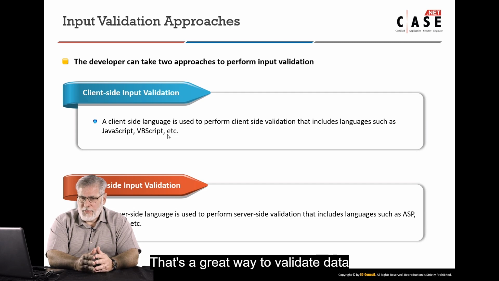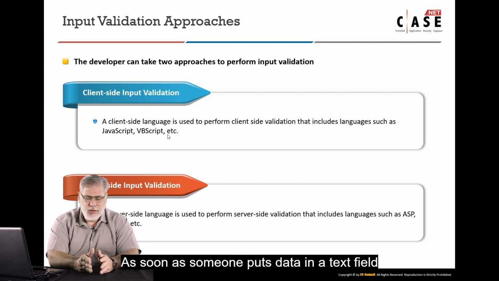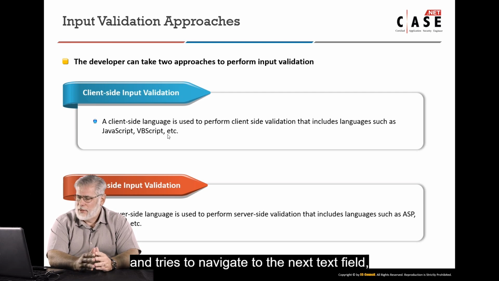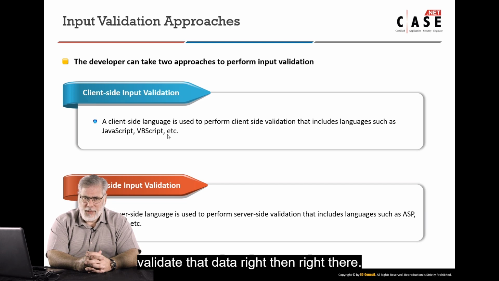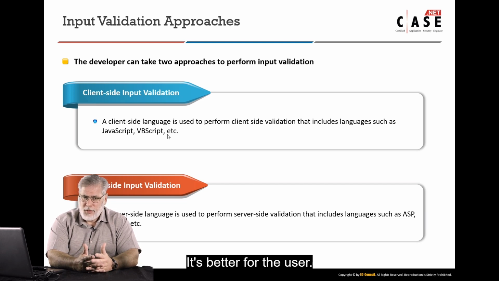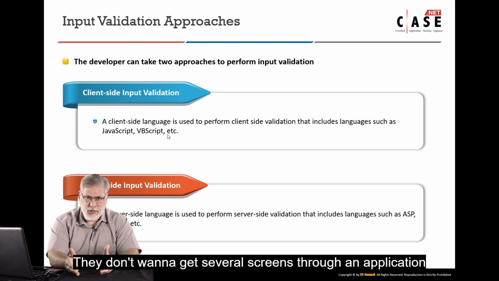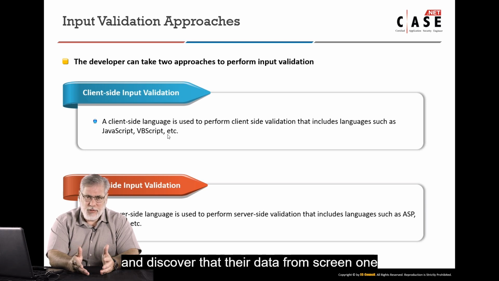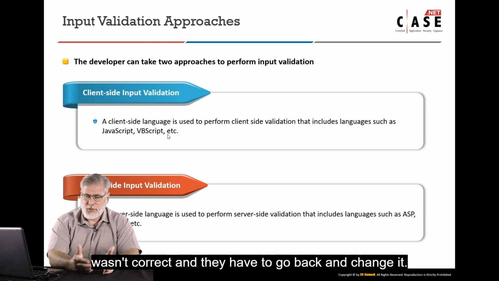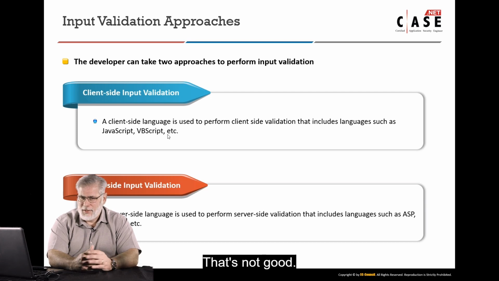That's a great way to validate data as soon as the client enters the data. As soon as someone puts data in a text field and tries to navigate to the next text field, validate that data right then, right there. It's better for the user. They don't want to get several screens through an application and discover that their data from screen 1 wasn't correct and they have to go back and change it. That's not good. And it's better for security.